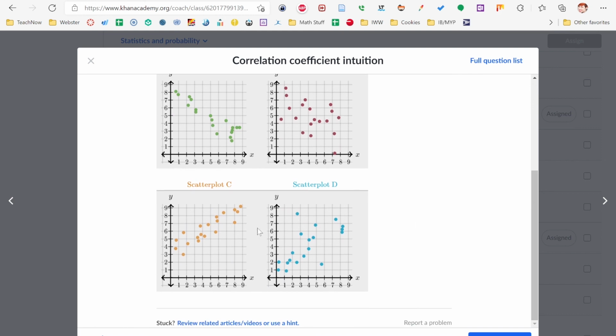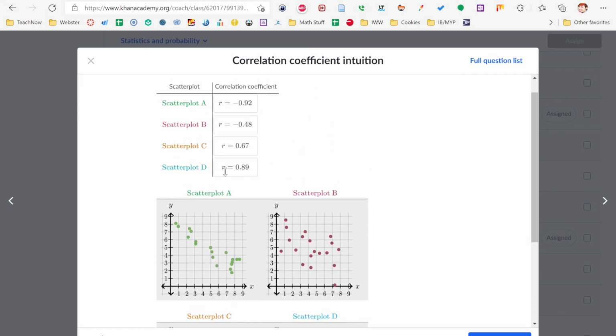We look at C and D. Both are positive, both are going uphill, but scatterplot C is much more tightly packed. These points are all closer together, which means this is the number that's closer to 1. So scatterplot C is the closest to 1, and scatterplot D is the other positive value.